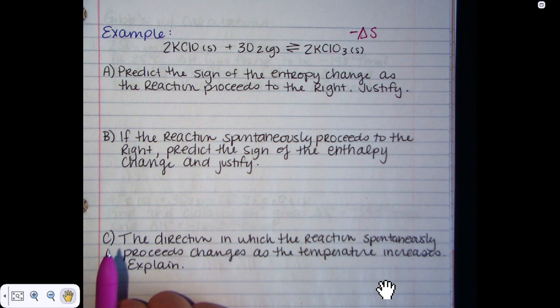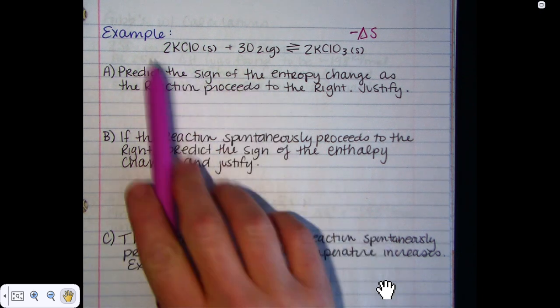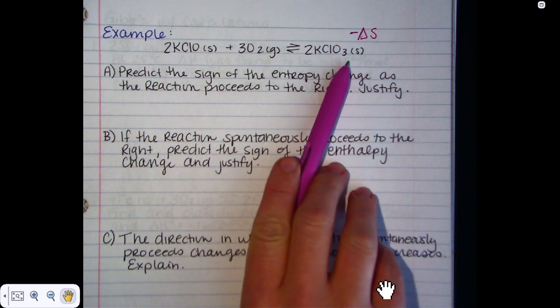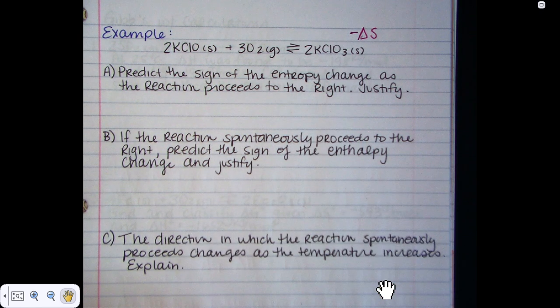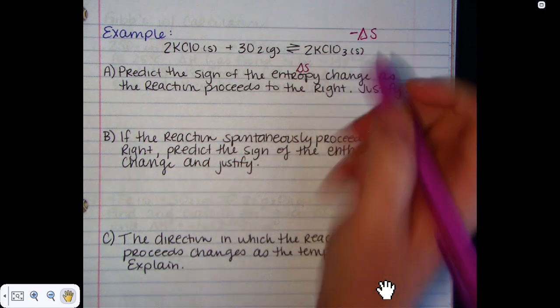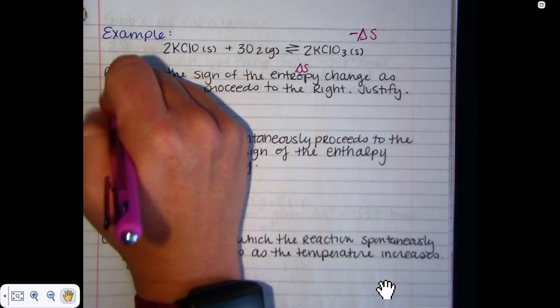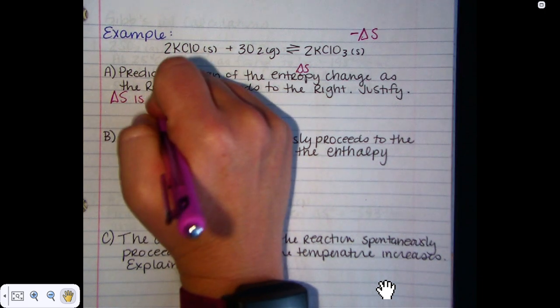Predict the sign of the entropy change. Oh, good. The one thing I could answer. As the reaction proceeds to the right. So in the traditional direction, that's what they want to know about. And that's the one that I already said. So good. So we know entropy is delta S. We already said delta S is negative. So let's just write a sentence about that. Delta S is negative.